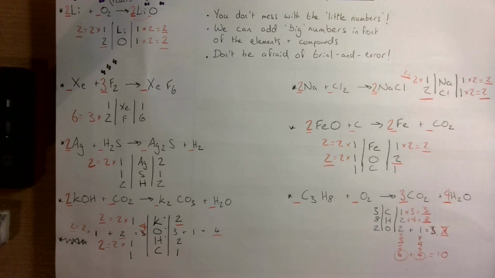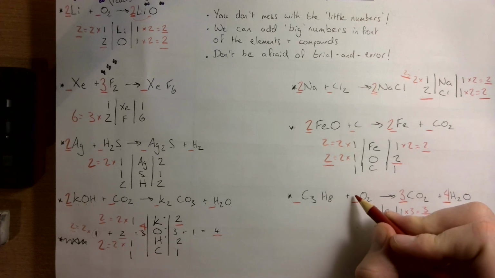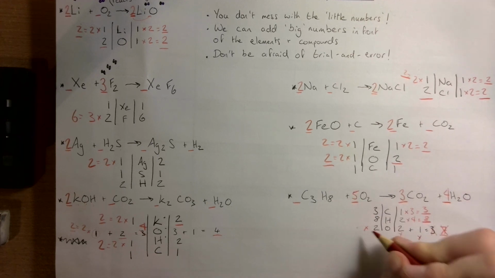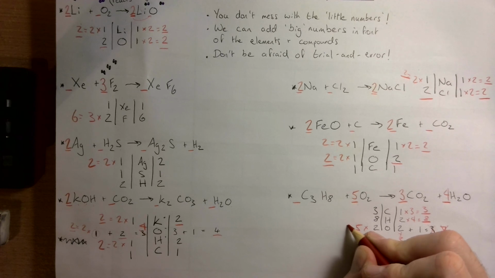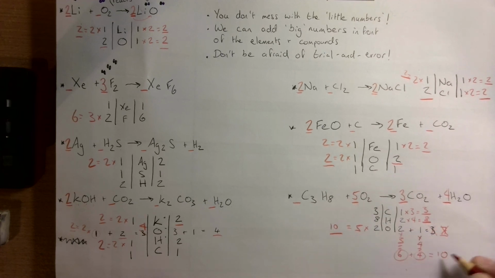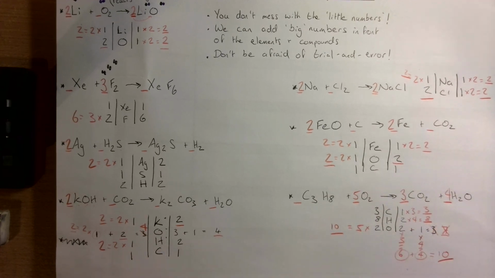Now that's a big number, but at least it's an even number, so I can work my way up to it, and because I've got this oxygen on its own, I can put any number here and make all the even numbers. So all I've got to do here is times it by 5. Okay, and that'll give me 10, and I've got a balanced equation.